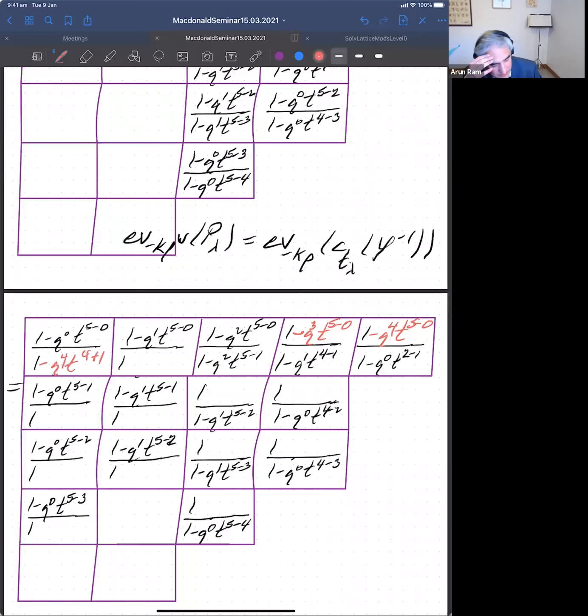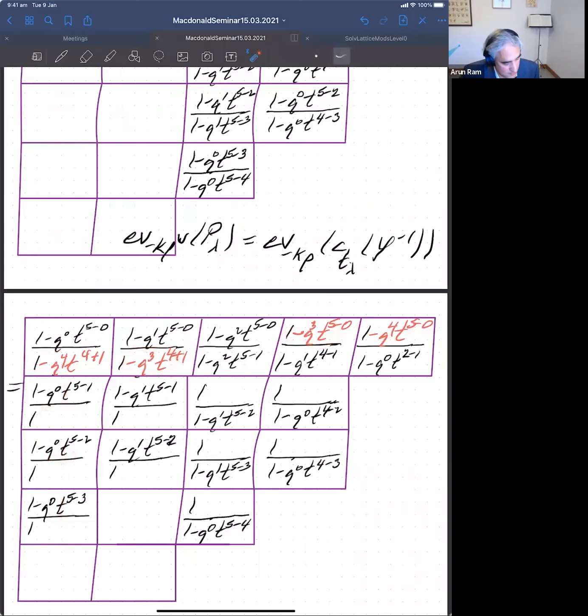Of course, I hope you agree that this factor cancels with this factor. But why did I write 4 plus 1 instead of 5 minus 0? Well, because there are 4 boxes below this one. So this 4 plus 1 will cancel with that, but these are exactly these 4 boxes. And similarly, you put here 1 minus q to the 3, t to the 4 plus 1, and that cancels exactly with this. So I'm not changing anything.